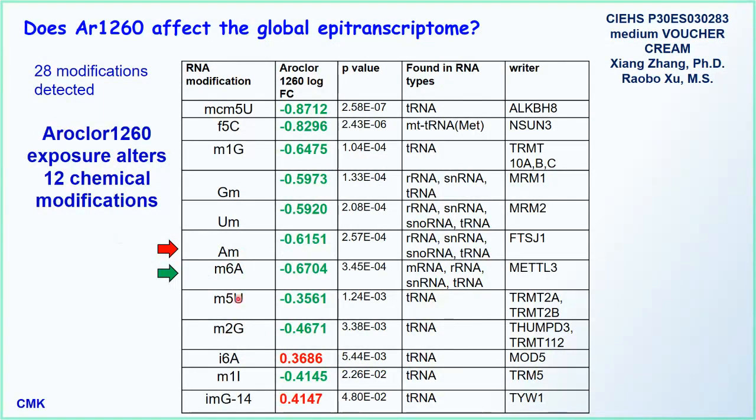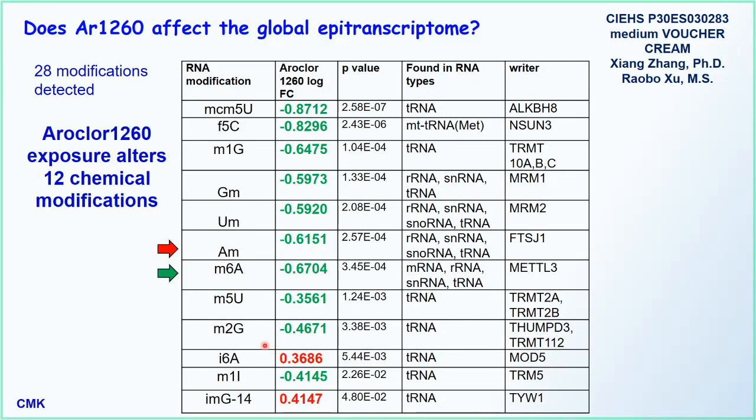But in the high-fat Aroclor 1260 exposed samples, we saw an increase in Am and a decrease in m6A. So we detected changes in these two modifications here. We also saw a decrease in m6A, but rather than an increase in Am, we saw a decrease in Am. So clearly, diet and Aroclor 1260 exposure combinations do different things to the epitranscriptome.